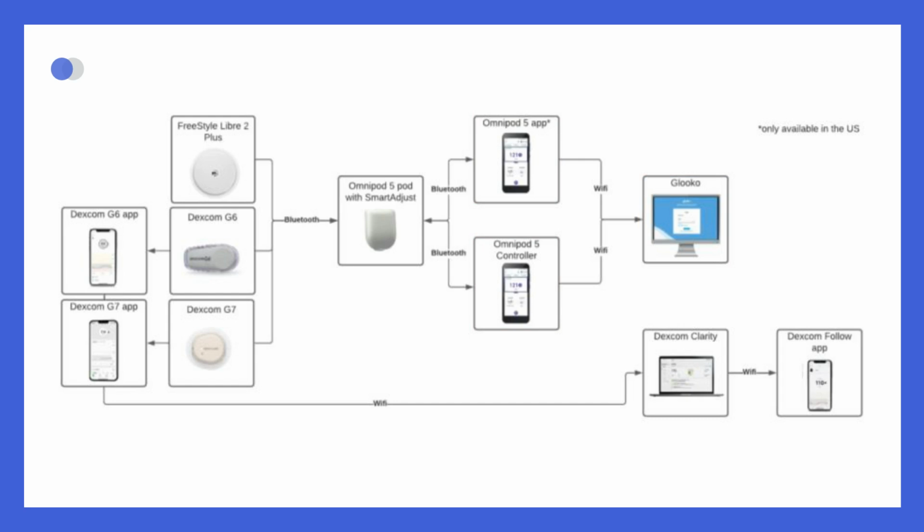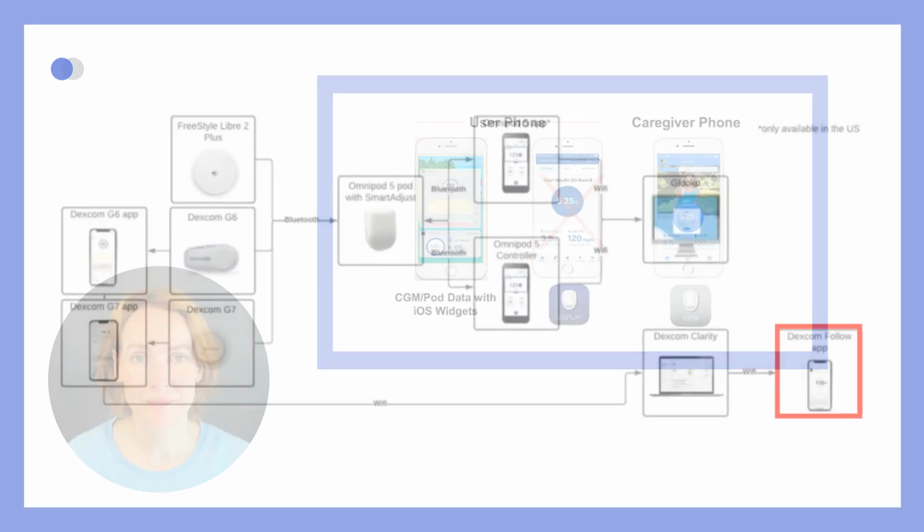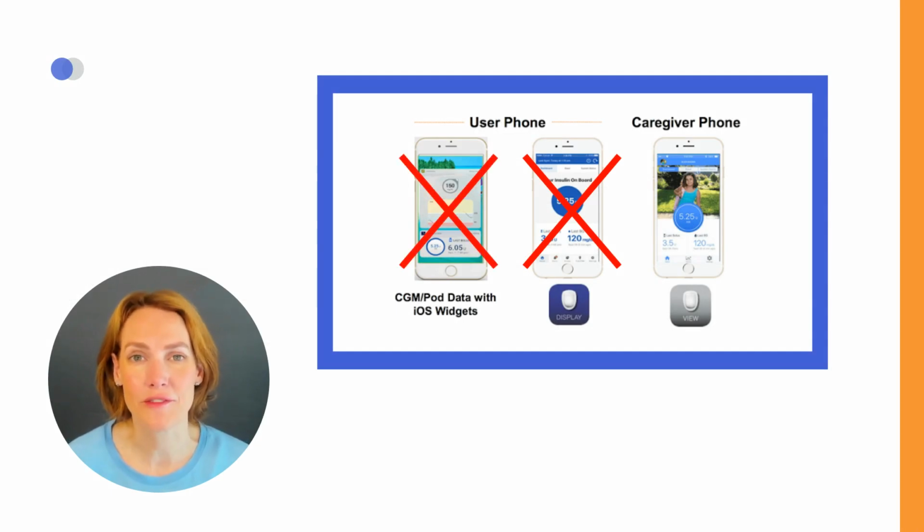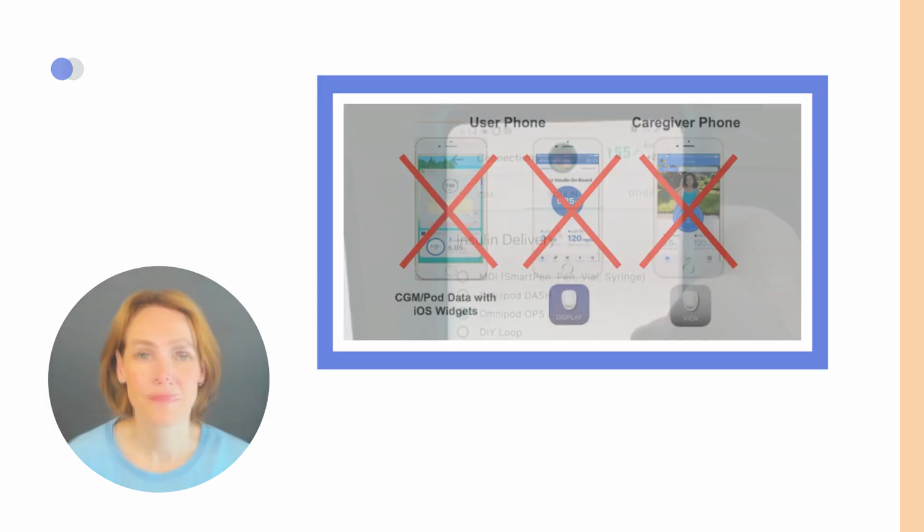If you're using a Dexcom sensor, family members can monitor glucose levels remotely using the Dexcom Follow app. Currently, there is no dedicated Follow app for Omnipod 5, and the Omnipod View and Display app is not compatible.